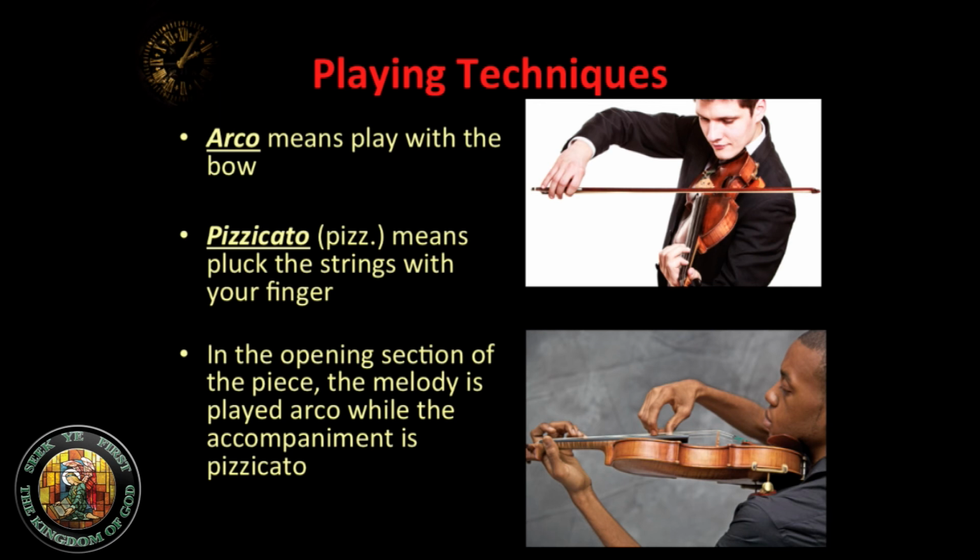In the opening section of the piece, the melody is played arco on the first violins, while the accompaniment on the second violins and the cellos and double basses is played pizzicato. So we have the smooth legato sound of the first violins and the short staccato sound of the second violins and the cellos and double basses playing pizzicato.